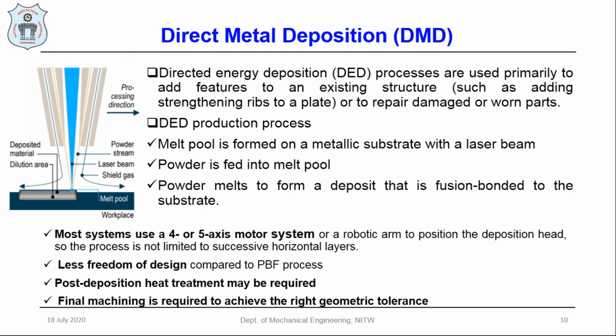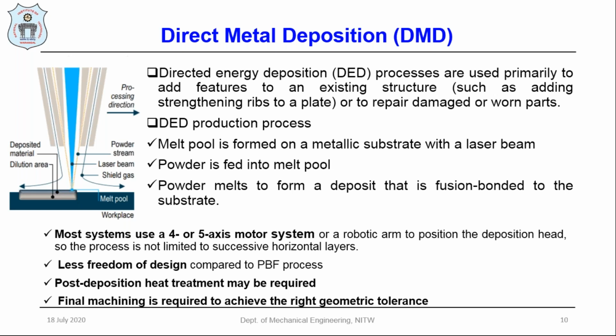I'm highlighting how the DED process is going to happen. In DED production, the melt pool is formed on the metallic substrate by the laser beam interaction, at the wavelength of the laser, with the beam diameter interacting with the powder particles. In this DED technology, the powder is fed into the molten pool. The powder melts to form a deposit, fusion bonded to the substrate material.